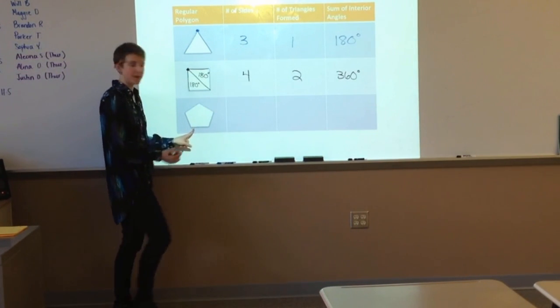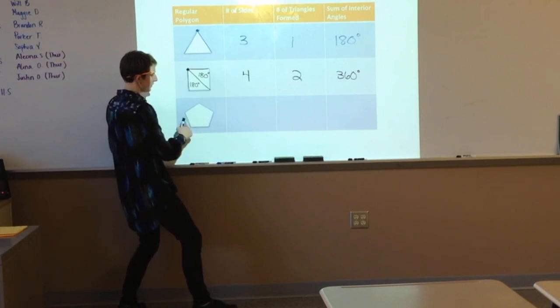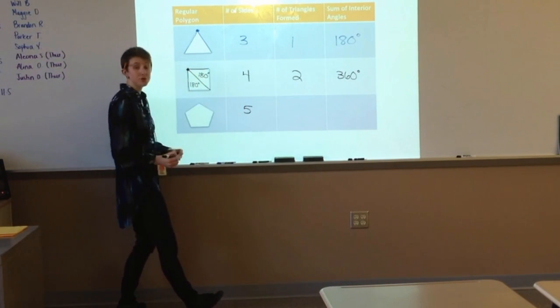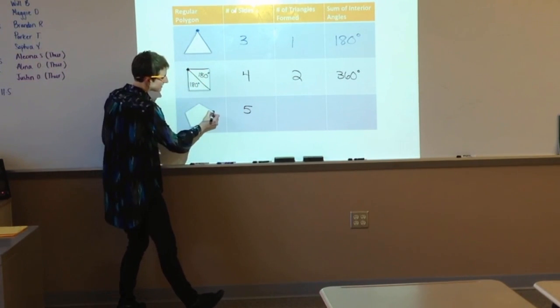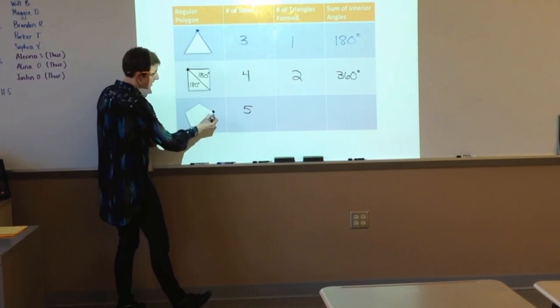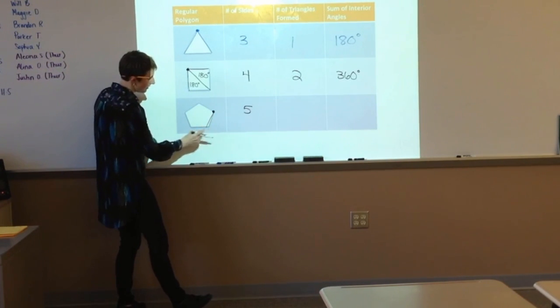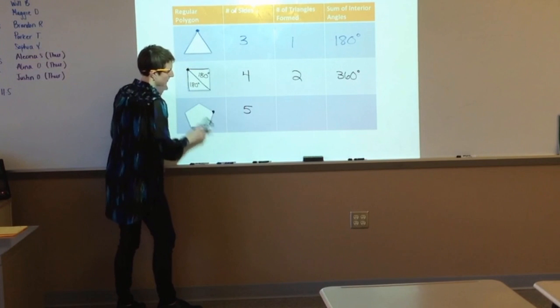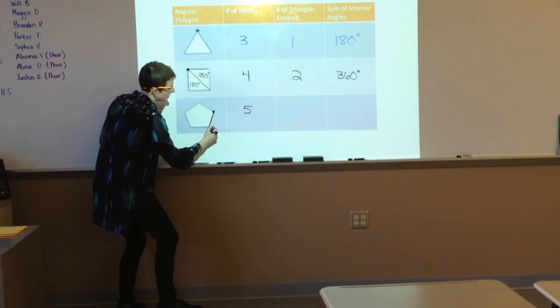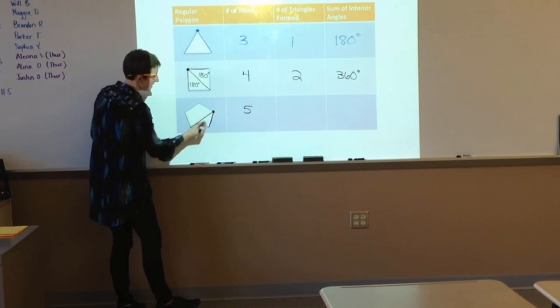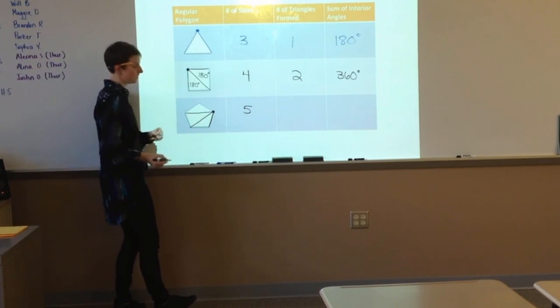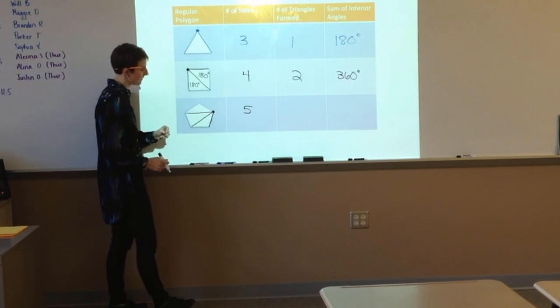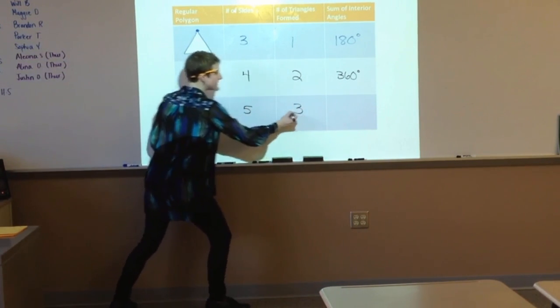So the number of sides on a pentagon, you can count them: 1, 2, 3, 4, 5. Number of triangles formed, again, pick a vertex. And then from that vertex, draw a segment to every other vertex, always going back to the main one that you picked, so that we're not crossing over and creating angles that aren't there. You'll see that we created 3 triangles.